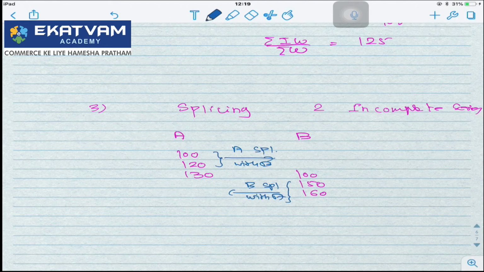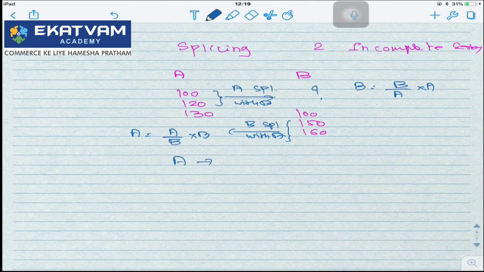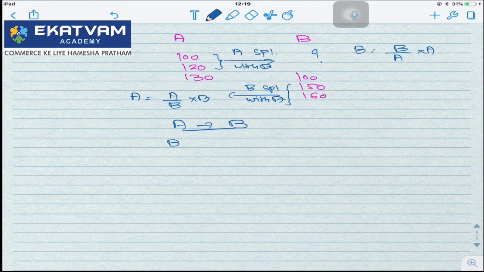B spliced with A. Now my question is, here I want to find B, right? So what is the shortcut I told you? B equal to B upon A into A. And when I have to find A, it is A equal to A upon B into B. So tell me, what is the formula? Splicing A with B, as a theory question it might come. So A to B means you have to find A or B. So tell me, what is the formula? B equal to B upon A into A.